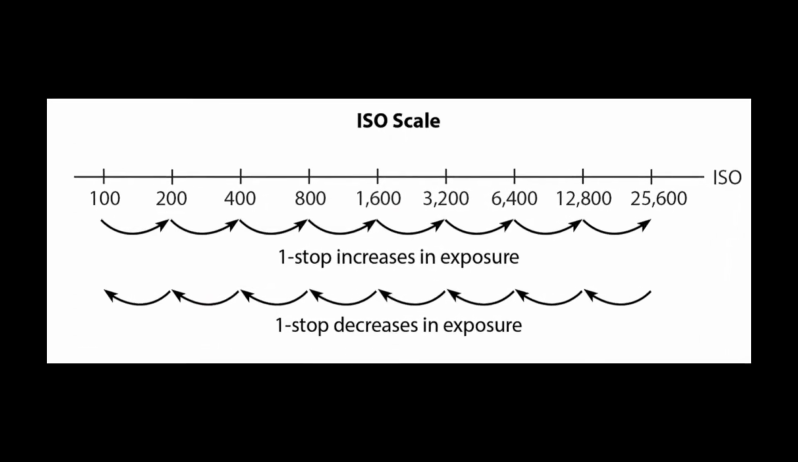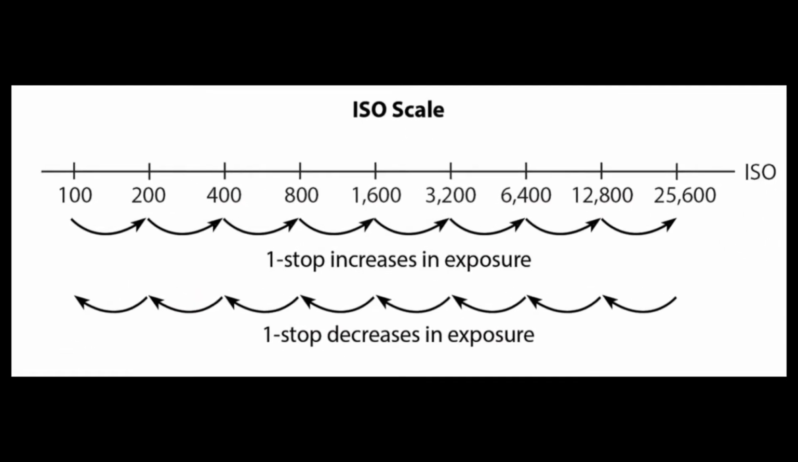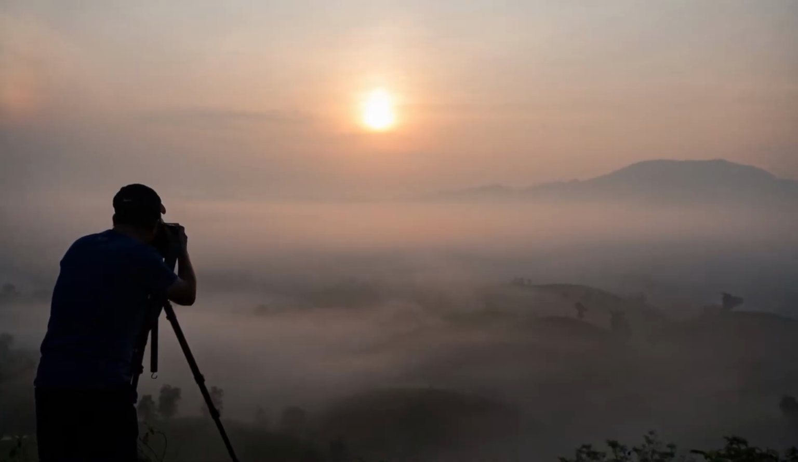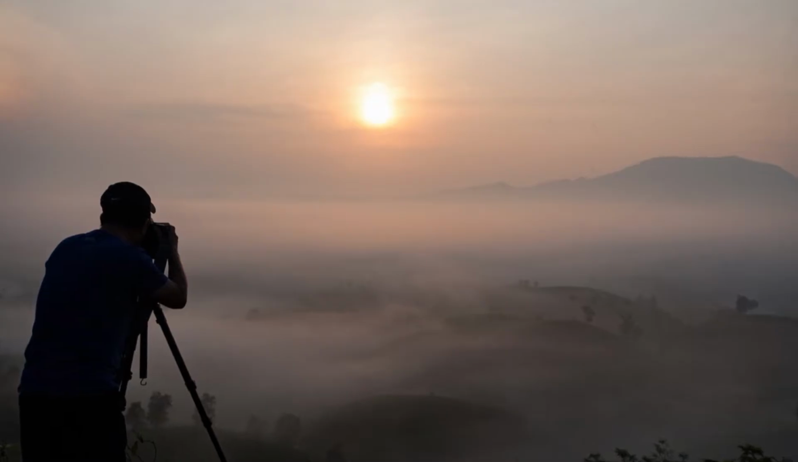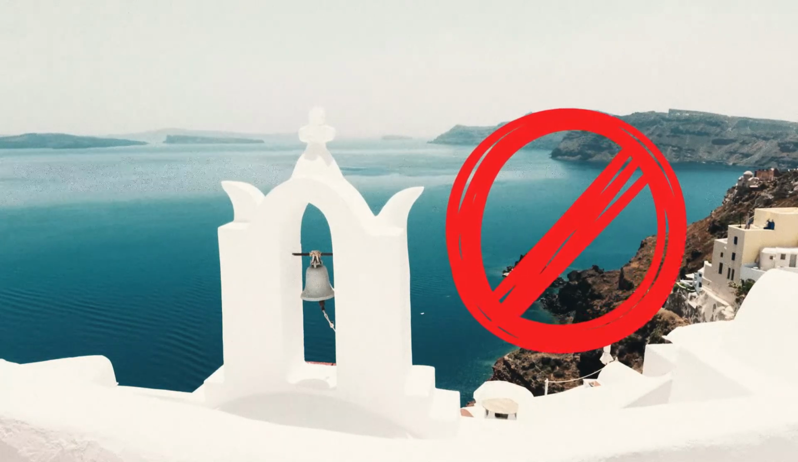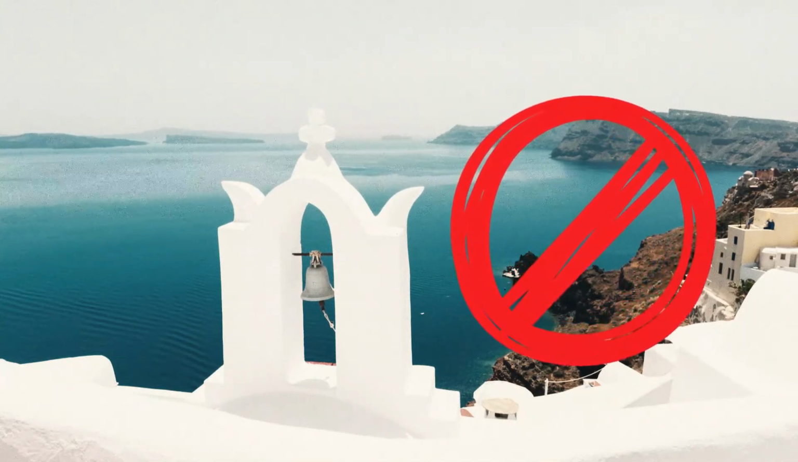ISO measures the camera sensor's or film's sensitivity to light. Think of it as the capability of your camera to capture light. Keep your ISO as low as possible, usually not exceeding 3200 in most cases, to maintain image quality and minimize noise, especially in well-lit conditions.